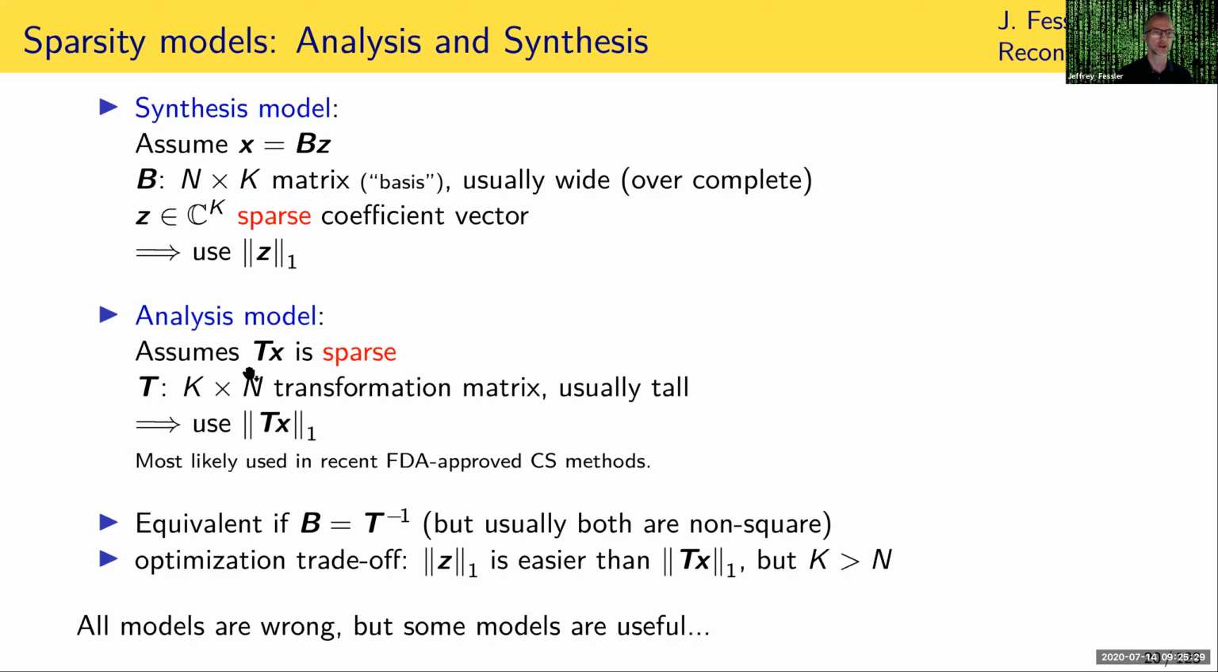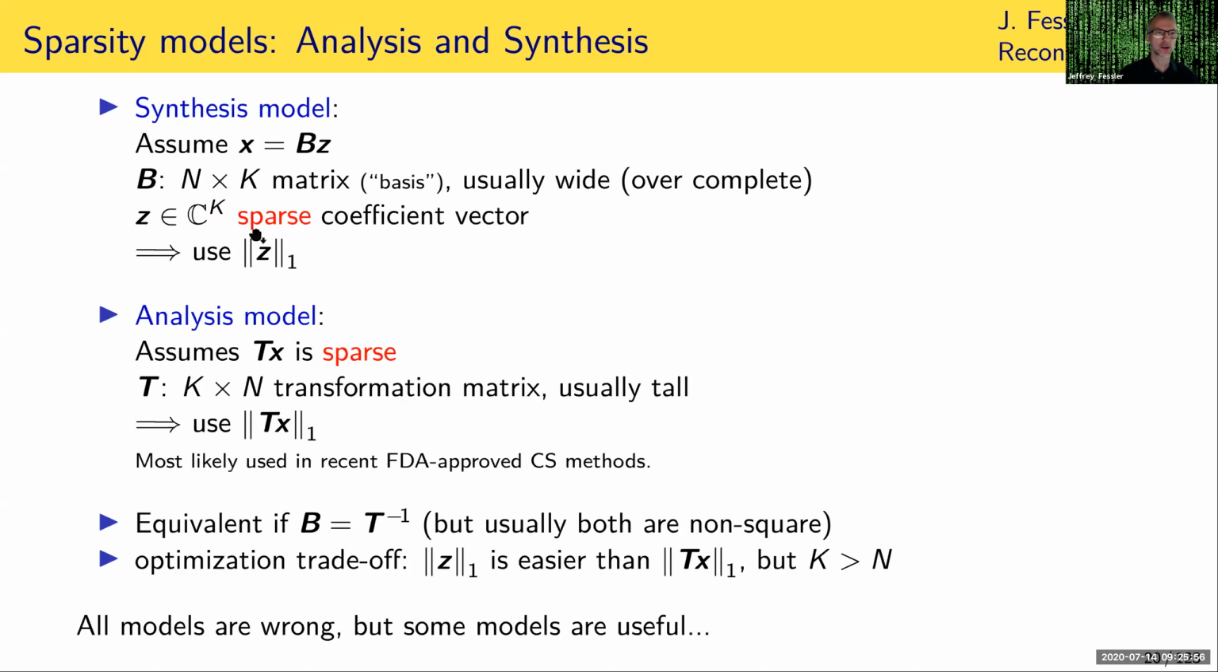Now, these two models turn out to be equivalent if the matrices are square and invertible, and one is the inverse of the other. But usually they're not square. Usually the basis, the dictionary we use here, is wide, so overcomplete, and usually the transforms are tall. All right. And I'd say this is still somewhat of a debate in the field, which of these models is preferable.